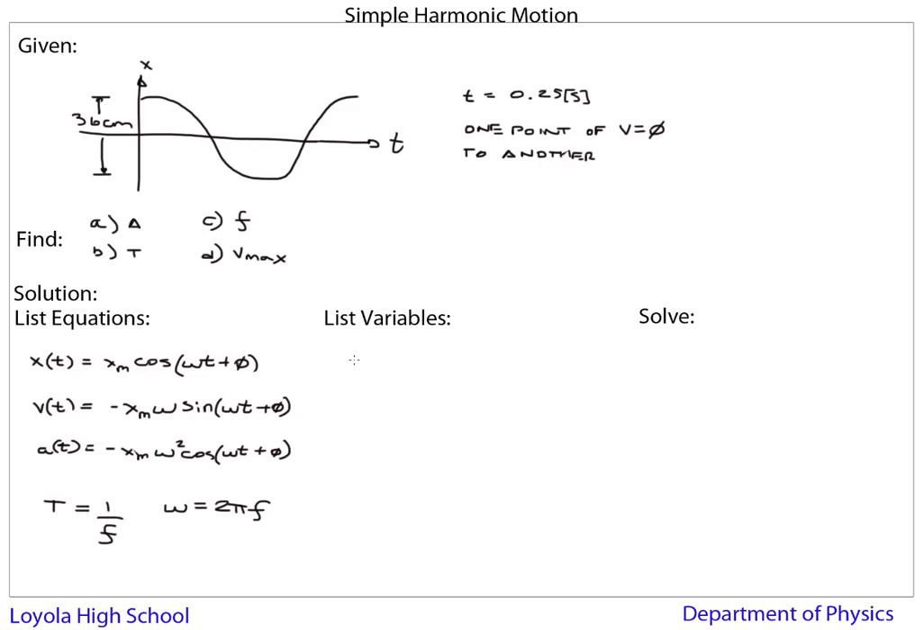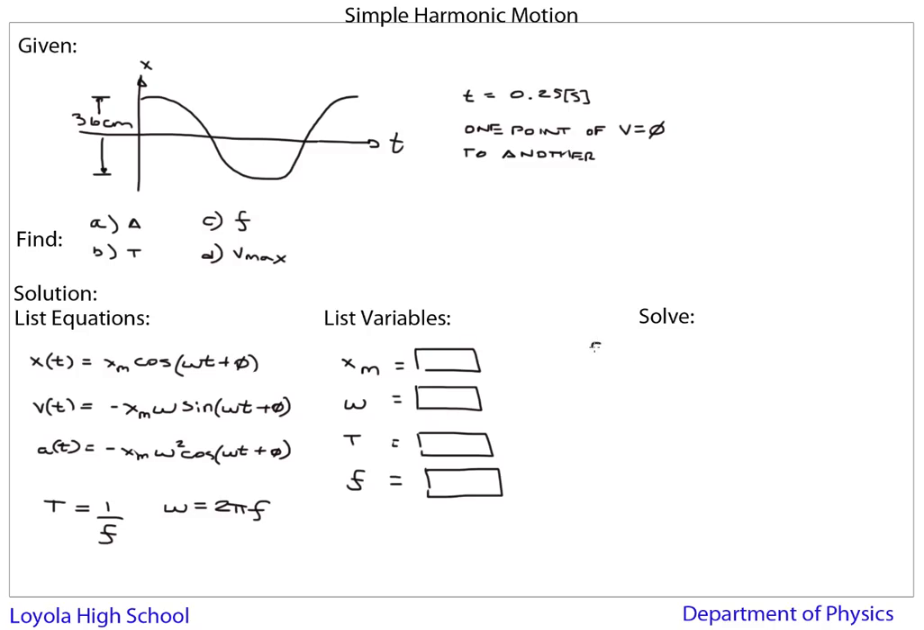So what do I have here? I have x max, I have omega, I have T, frequency. Those are my unknowns. And so we're going to go through what we don't know before we solve. So let's see, x max I do not know, not given. Omega I don't know. Period, I'm given a time, but I have to make sure that's the right time for a period. So before I fill that in, I'm going to list that as an unknown, and frequency here. So let's go ahead and solve this.